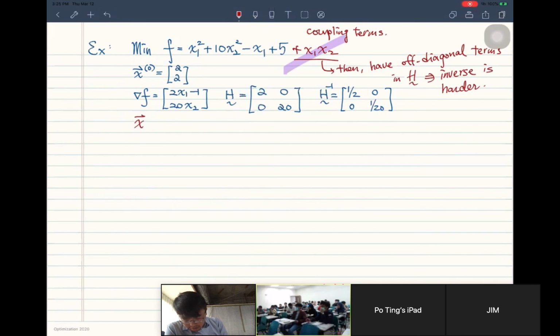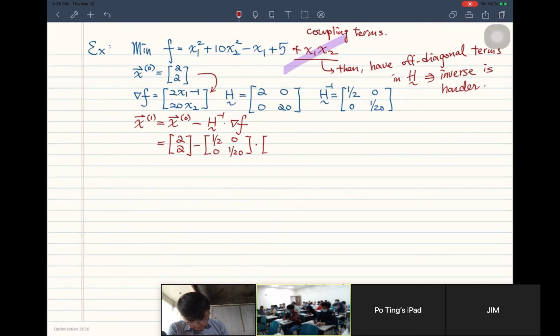Next, Newton's method tells me x1 equals x0 minus Hessian inverse times gradient f, of course evaluated at x0. I'm going to skip some steps, just make it simple. So here I should use 2, 2 minus 1/2, 0, 0, 1 over 20 times 2 plug in this guy. So I will have 4 minus 1, 40. So in the end, I have 2, 2 minus 3 over 2, 2. So I will have 1/2 and 0. Okay, I don't know if that's the answer.